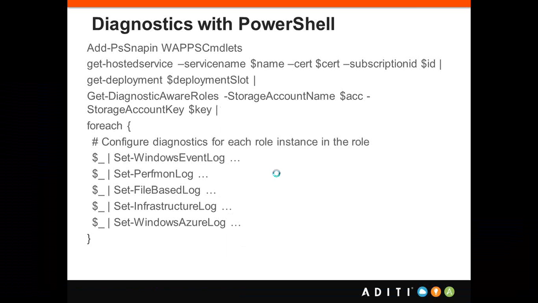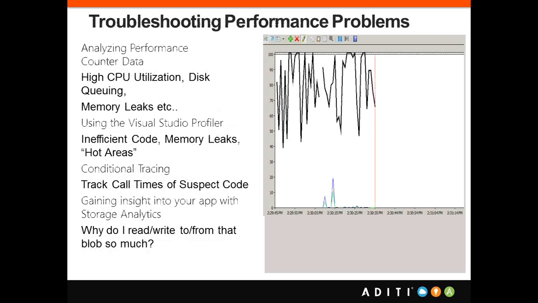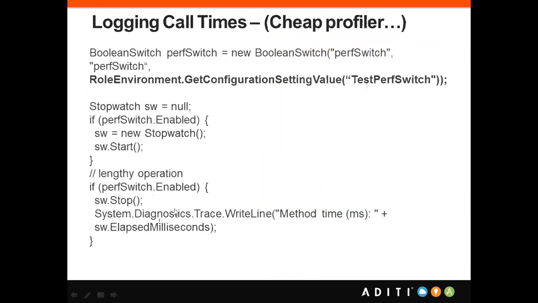Not only the basic log exceptions and logging, as we saw, performance counters can also be captured to analyze our application health, like memory leaks, CPU utilization, disk queuing, hot areas, etc. You might want to use a cheap profiler, and just use some setting in your performance configuration and write a stopwatch around lengthy operations. It is a very basic mechanism of figuring out how much time a lengthy operation takes. I can transfer this information because we are using the diagnostic trace listener. It will go to the logs table.